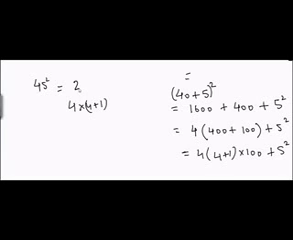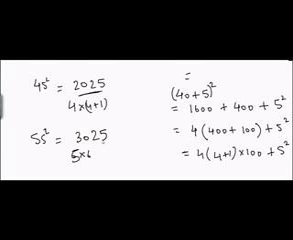Similarly, if you have to do 55 square, that will be equal to 5 into 6, that is equal to 30, and then 25 in the end. So that is how you go with this calculation. If you remember this, then it's very handy, and it's very quick to do such kind of squares.